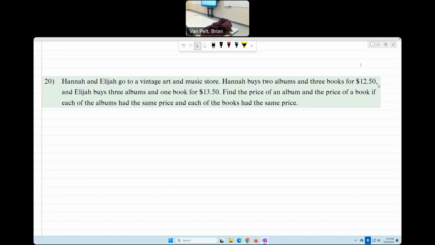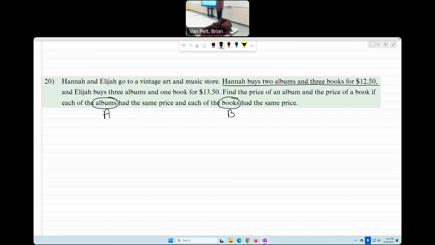Well, what you're looking for here is the price of each album and each book, right? So what I'm going to do is refer to books by B and albums by A. So what we have here is an equation. Can you tell me what the equation would look like using A and B?